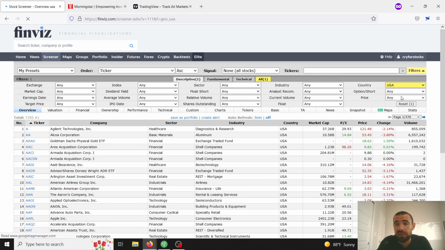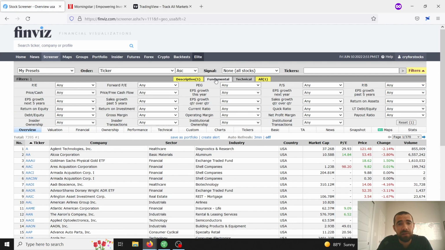It's hard to find something really valuable if you just search one by one. In the US, still over 7,000 stocks. That's a lot. So let's move to the fundamentals here, and we'll use all these ratios that I just listed before.